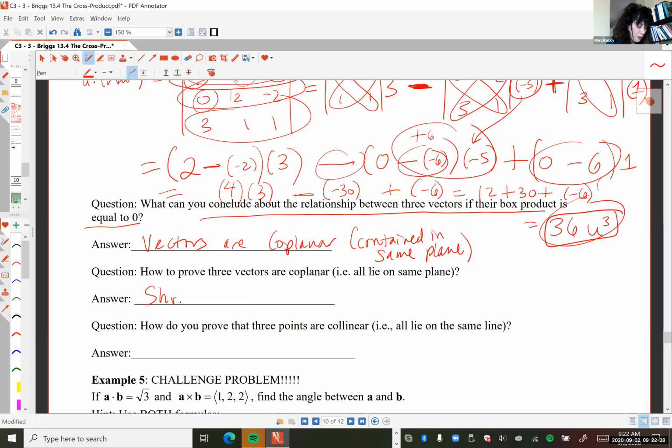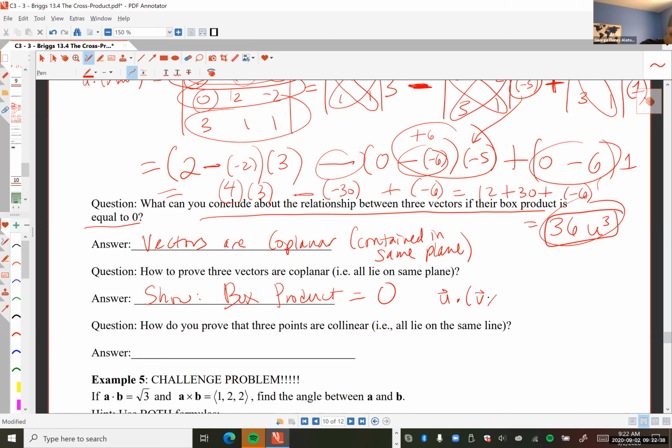You would show the box product is equal to 0. Exactly right. You just do the 3x3 determinant that I just did up there, or some of you did also, and you would show that this is true. And then you'd be done. If I get a box product equal to 0, that box is flat, and that means those vectors are coplanar. They're all contained in the same plane.